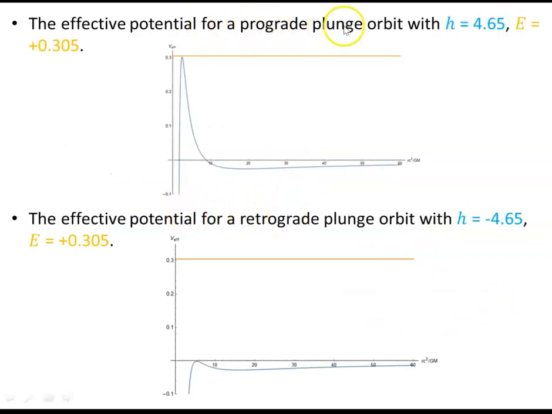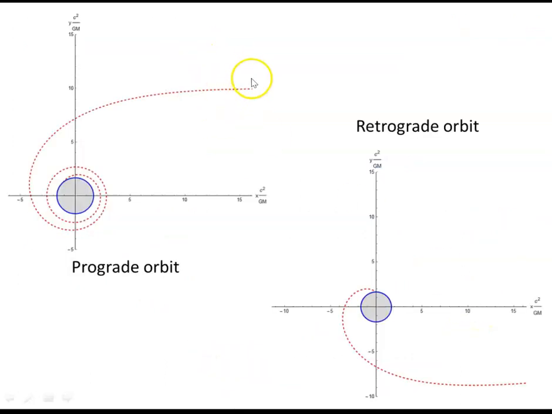Effective potential for a prograde plunge orbit. Again, 4.65 units of angular momentum per unit of mass. E is this. There's the effective potential. There's E. And have a look what happens here. The effective potential has dropped off again, as you can see. All right, here's the prograde case. As we've seen in previous videos, in it comes, winds itself around quite closely before plunging in through the event horizon. The blue line marks the outer event horizon.